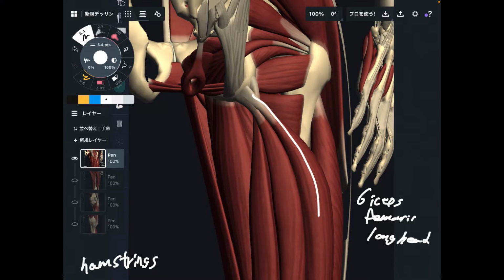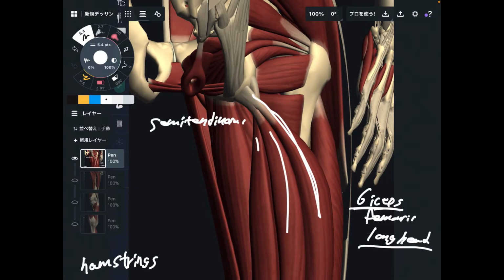What does long head mean? So biceps has two fibers because bi indicates two, right? Ceps means head in anatomical terminology. Two-headed muscle, and this is the long head part. I will show you the short head later. Anyway, this is biceps femoris. This is semitendinosus, and this one is semimembranosus.